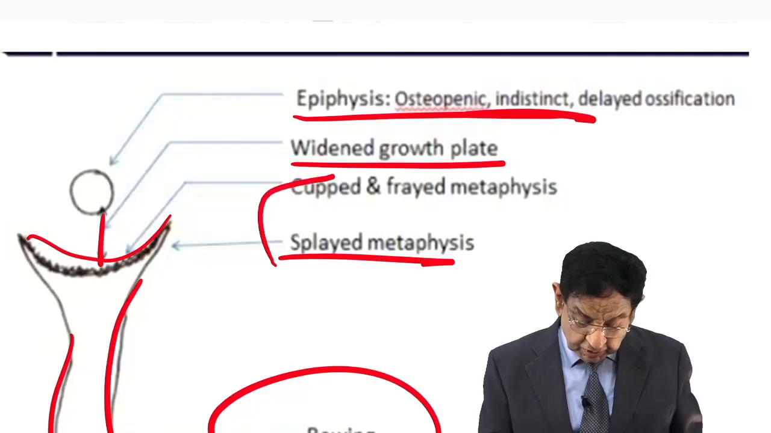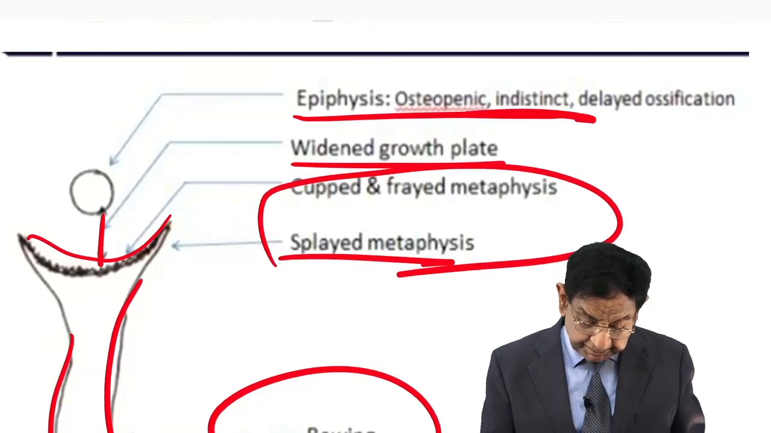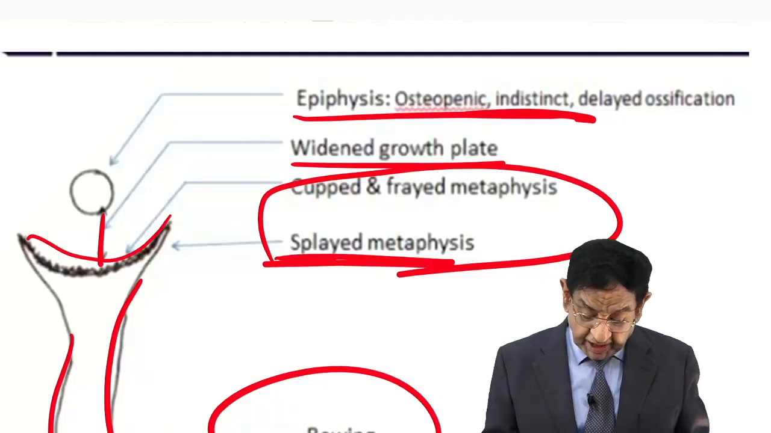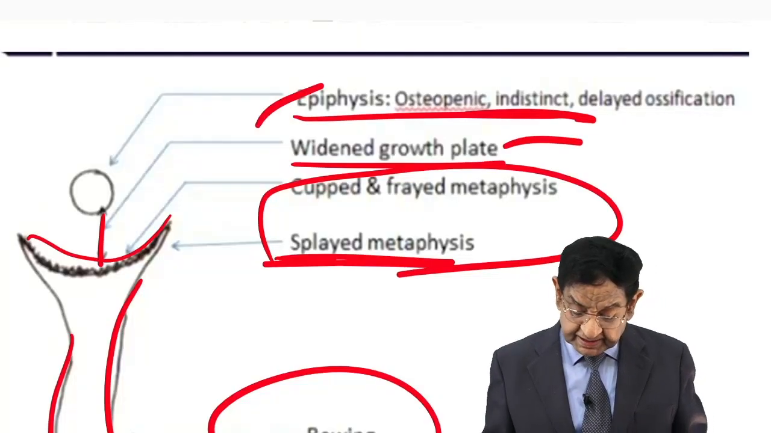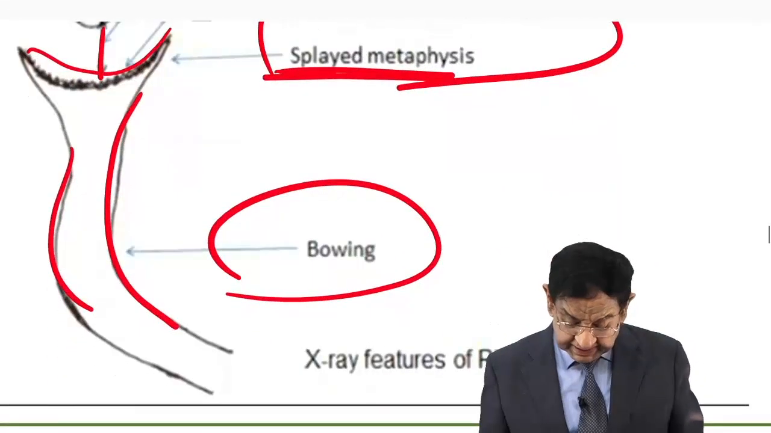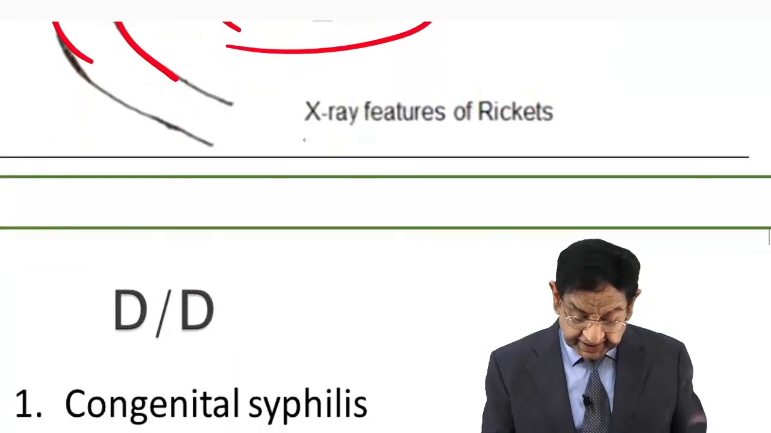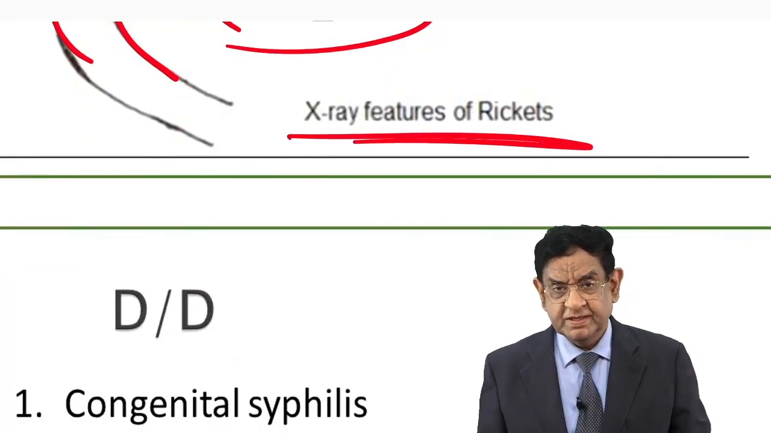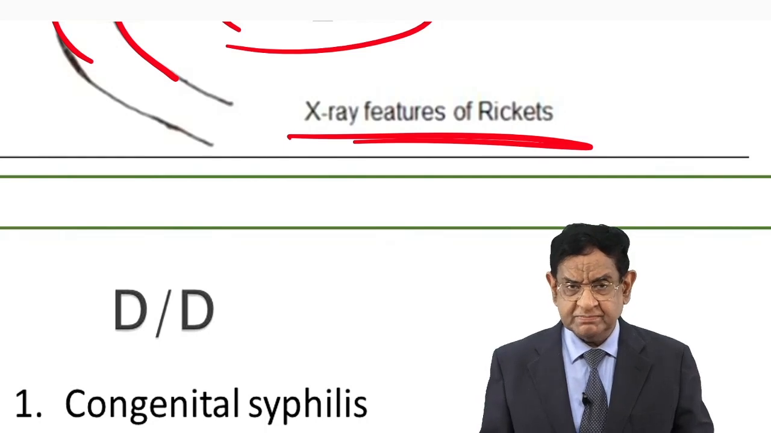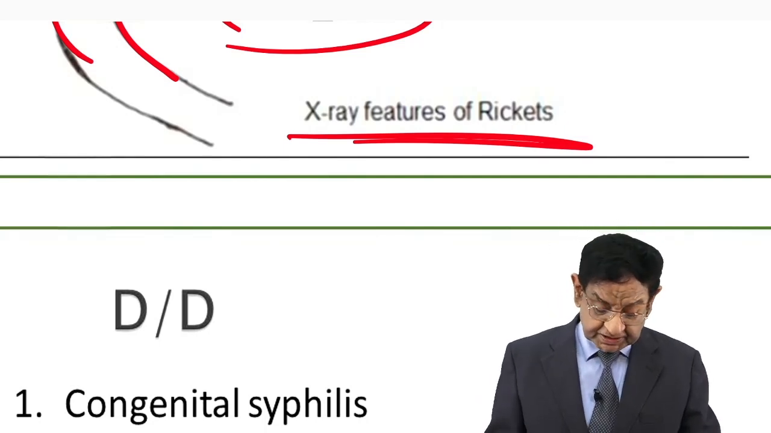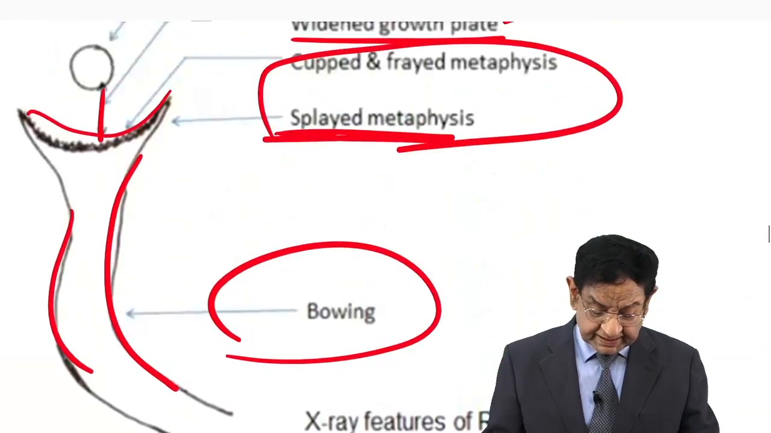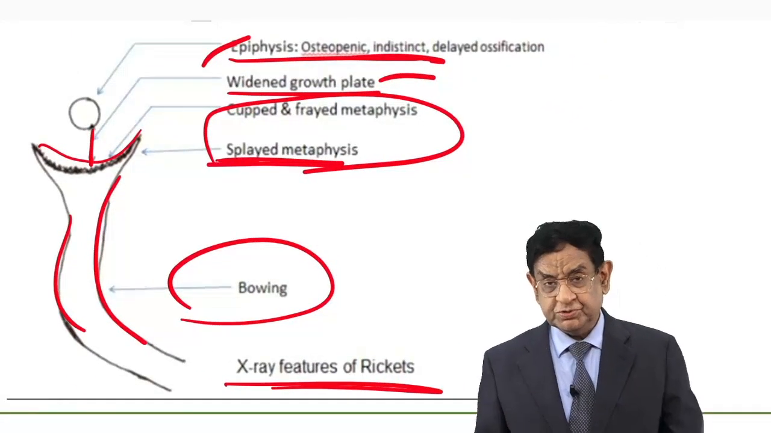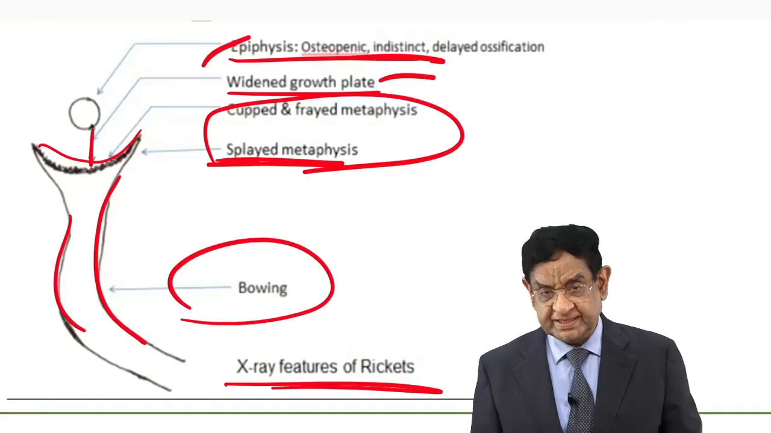So friends, there are two things in metaphysis: cupping and splayed metaphysis. Widened growth plate, indistinct epiphysis, and bowing of the leg. That's the X-ray finding of a case of rickets. You have to remember this much only. Previously I've shown you pictures, but this you should remember. In the exam, they will talk about this picture only. So you should know the basic concept about X-ray findings.